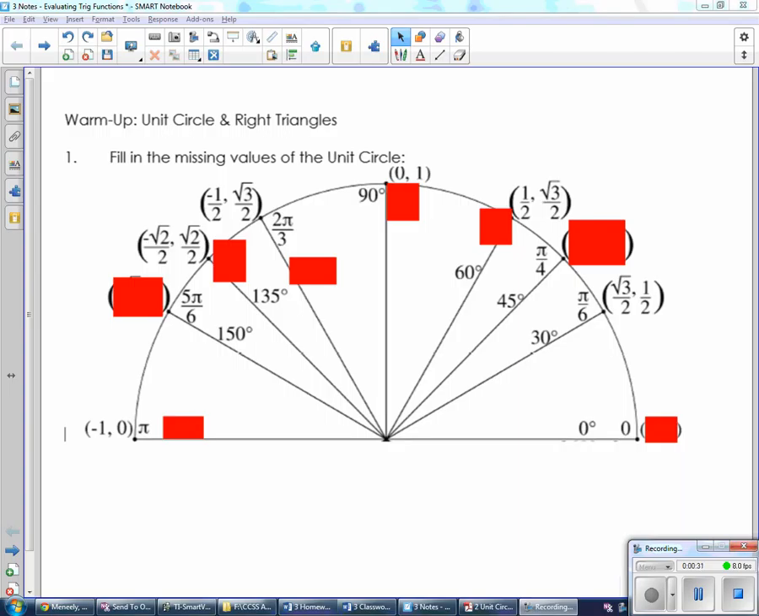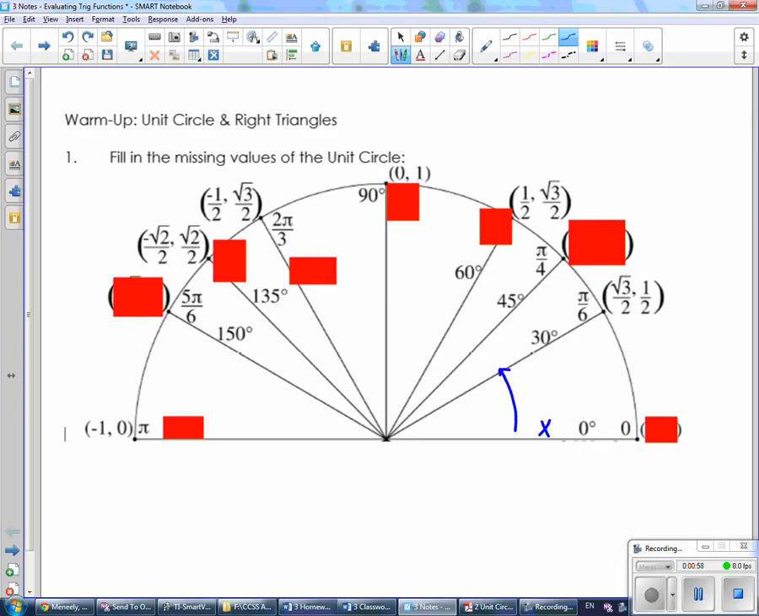All right, so in your warm-up, you were given the top half of a unit circle, and there were some missing pieces to it, and you were asked to fill in the missing pieces. Let's go ahead and look at the degree measures first and start talking about some patterns that you should see in these values. So for example, if I'm looking at the degrees and I start here, this would be my x-axis, that's going to be my standard position, and if I look at the first angle, I can see that it's 30 degrees. The next angle is 45, and then it's 60, and then it's 90.